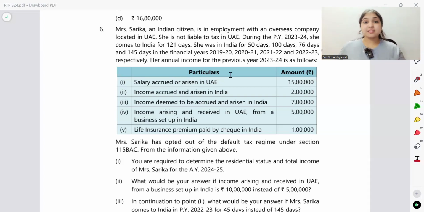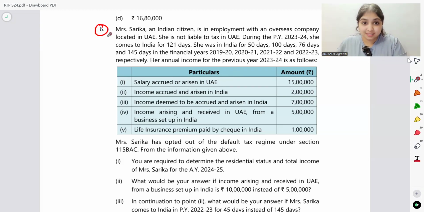Hello guys. So this is the second part of our RTP discussion. In the first part, I have already discussed with you the case study based MCQ. In this part, we'll take up some of the descriptive questions. All right. So I'm starting off with question number 6.